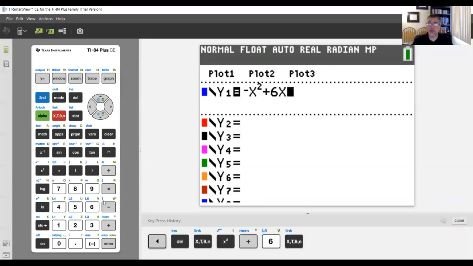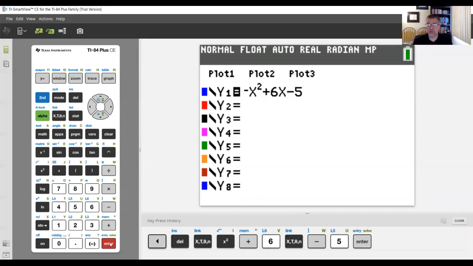And then I'm going to do minus 5, minus 5. Minus sign, 5, not a negative sign, a minus sign, minus 5. And then I'm just going to hit enter. And that has stored that in the slot Y1, Y sub 1.